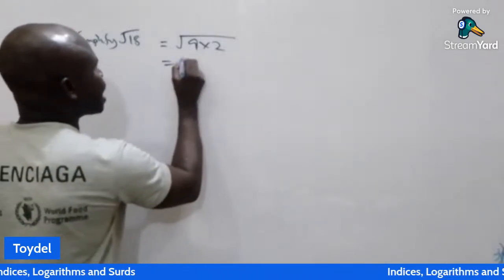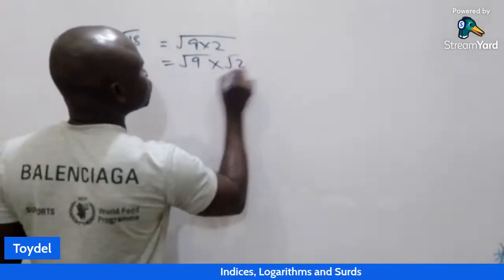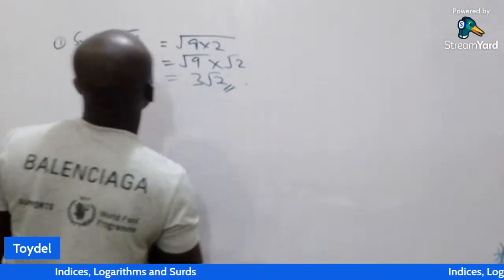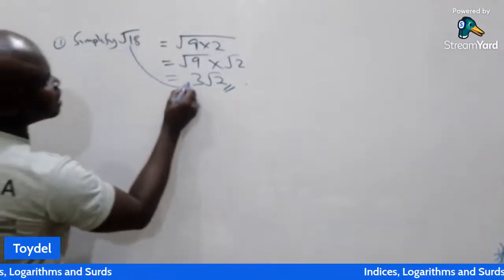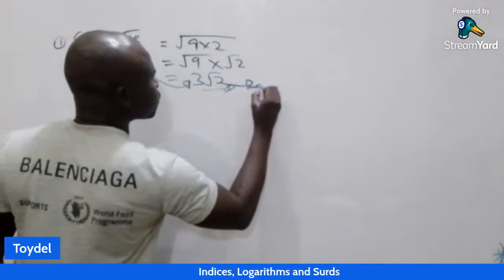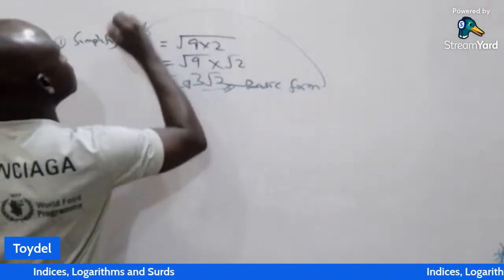So in this case now, I can go ahead and split this. So the square root of 9 times square root of 2. The square root of 9 is 3 multiplied by root 2, and that's what we have. Root 18 is the same thing as 3 root 2. This is the basic form. This is the basic form of this surd.